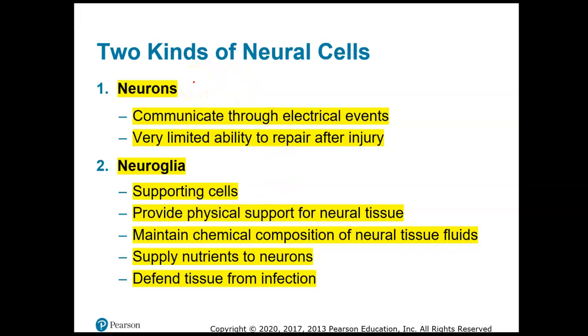There are two types of cells found within nervous tissue. The neurons are the actual nerve cells that conduct electrical impulses, and they do not repair easily. A lot of times, if they're damaged, that's it. You can't replace them. Neuroglia is a term that refers to the supporting cells of the nervous system. They help support the neurons.